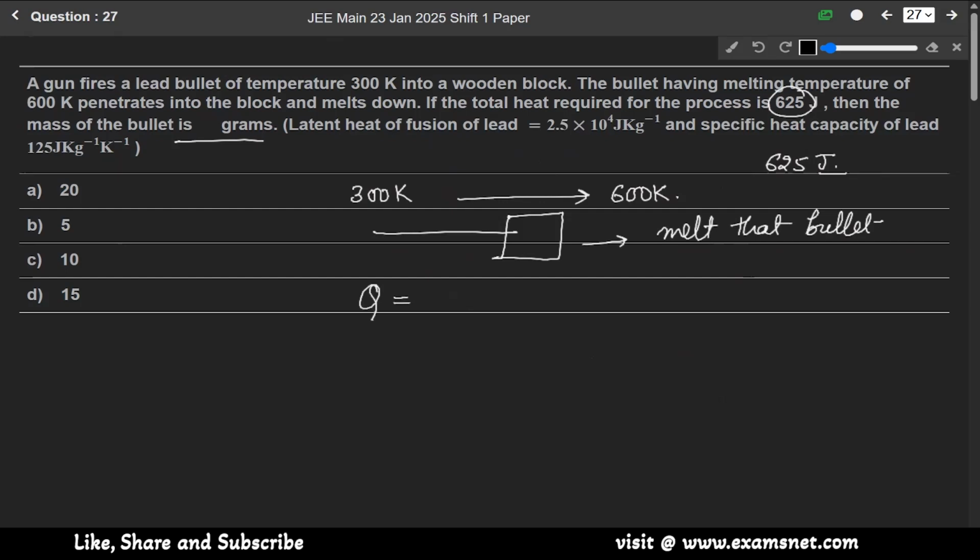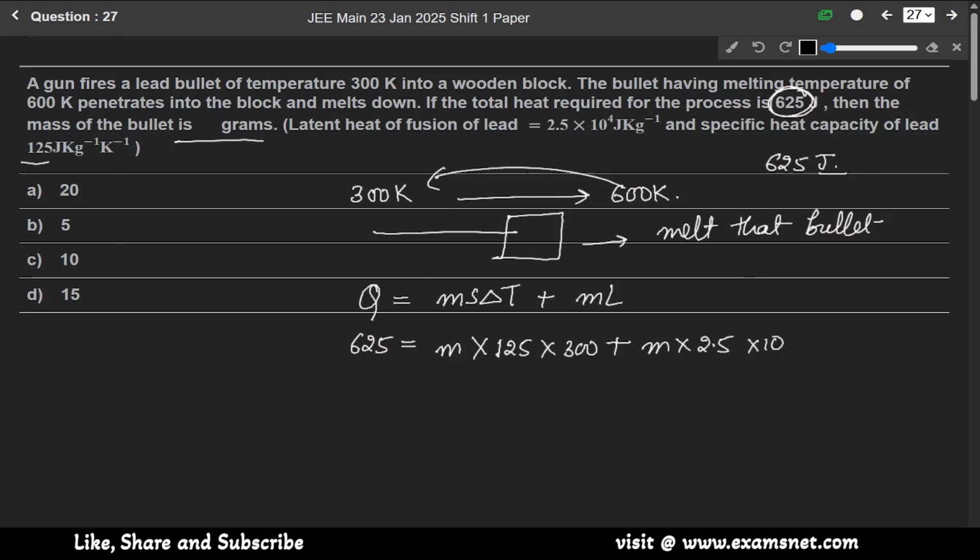It will be equal to m s delta T to heat it plus m L to account for the melting part. Heat is given as 625. So 625 equals m into s. S is given as 125, into delta T, the change in temperature, which is 300, plus m into L. Latent heat of fusion of lead is given as 2.5 into 10 to the power 4.